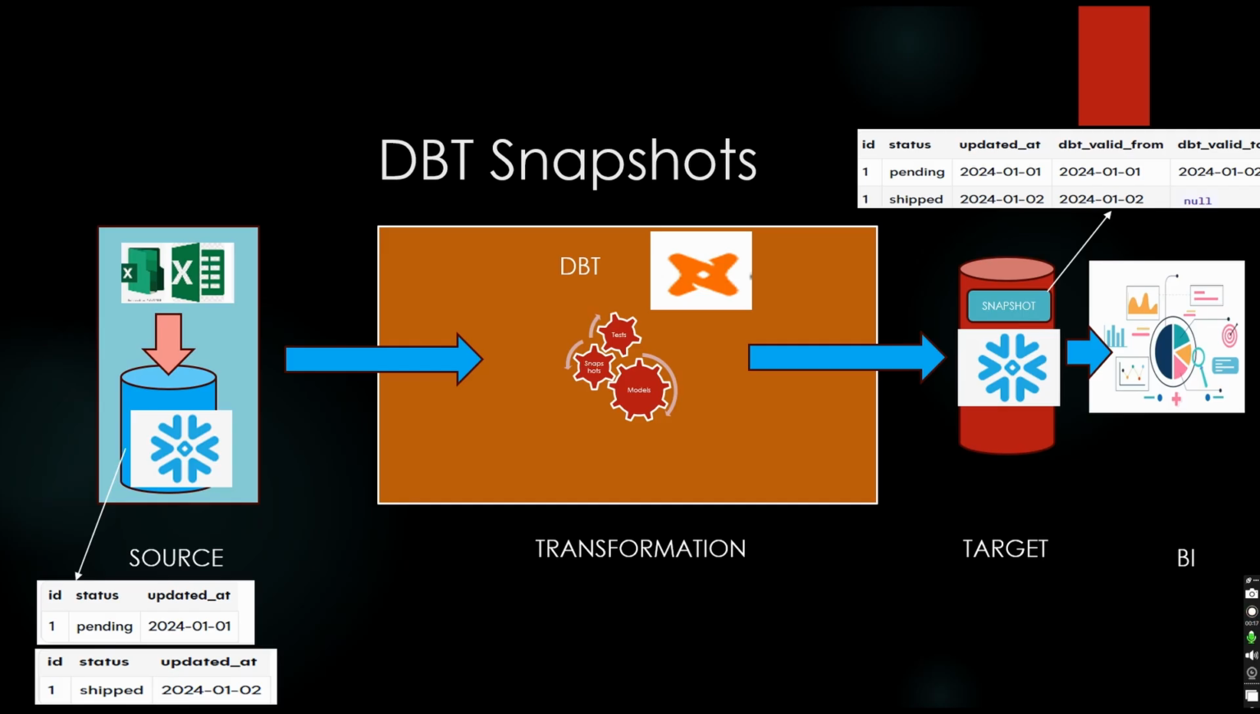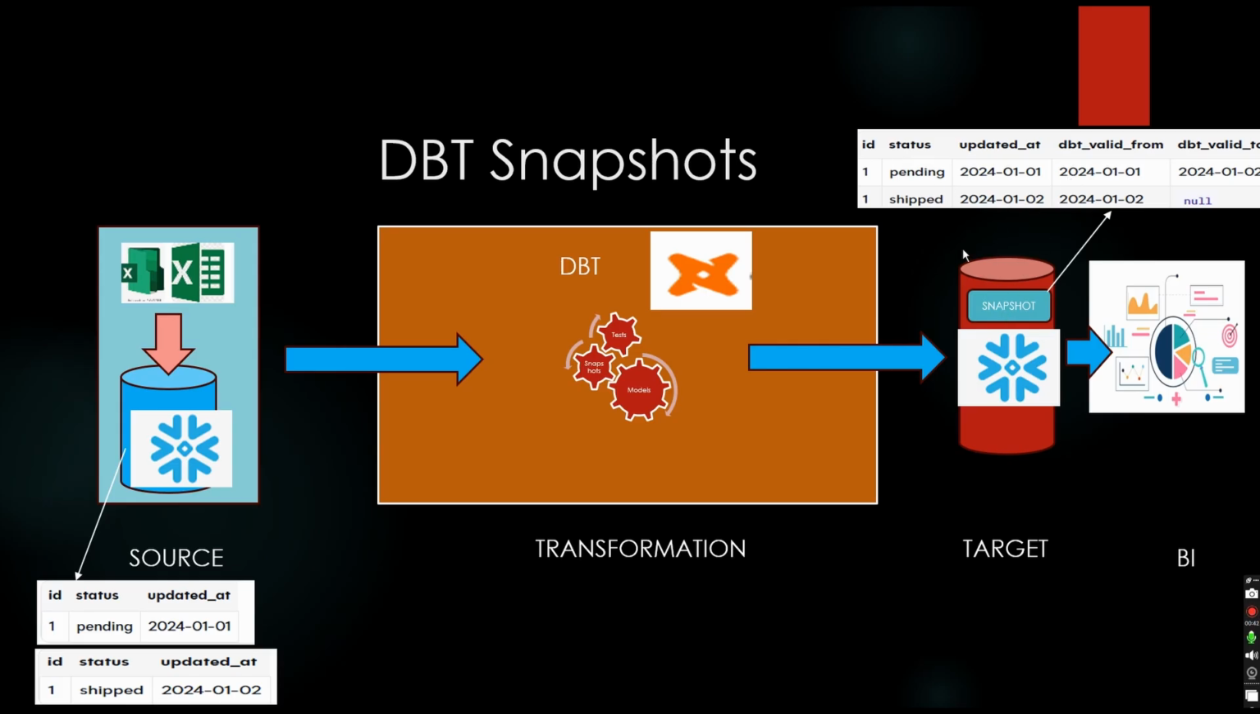For example, I want to check my latest tracking information on order information. What is my latest order information? Okay, so my latest order status is, for example, shipped. But I want to see what the status was one day back. That information I can get from the snapshot.